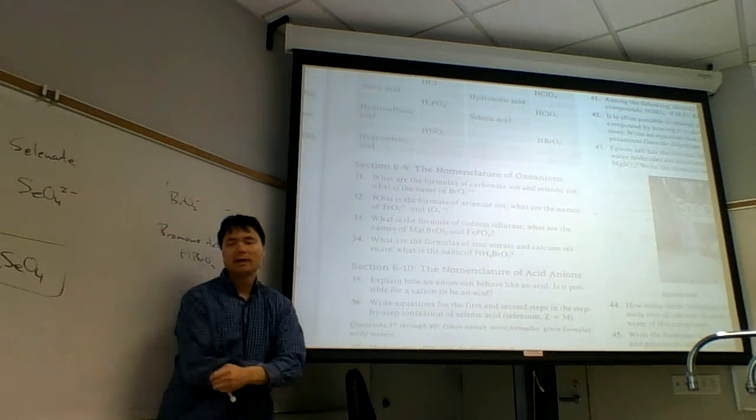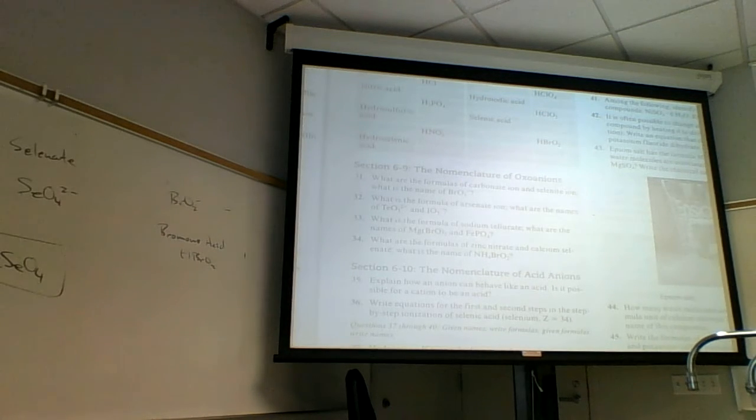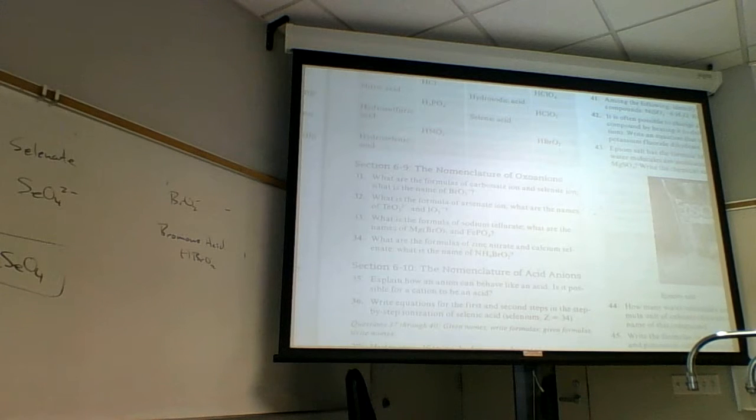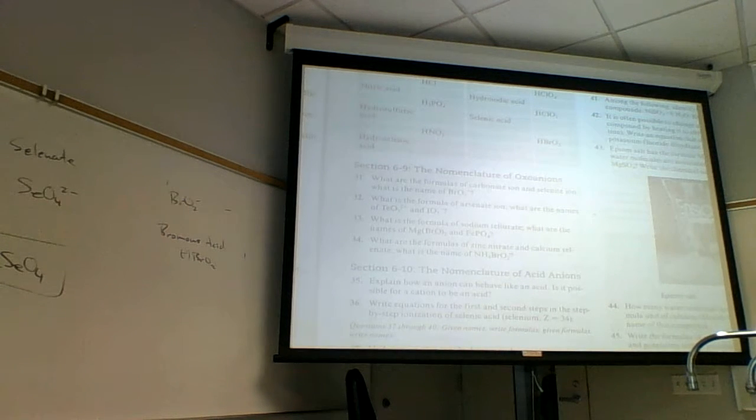So if I know that this is tellurate, then when we go to TeO3 2 minus, this has got to be tellurite. So we go ate to ite. Ite is 1 less oxygen, same charge. So this is tellurite ion.